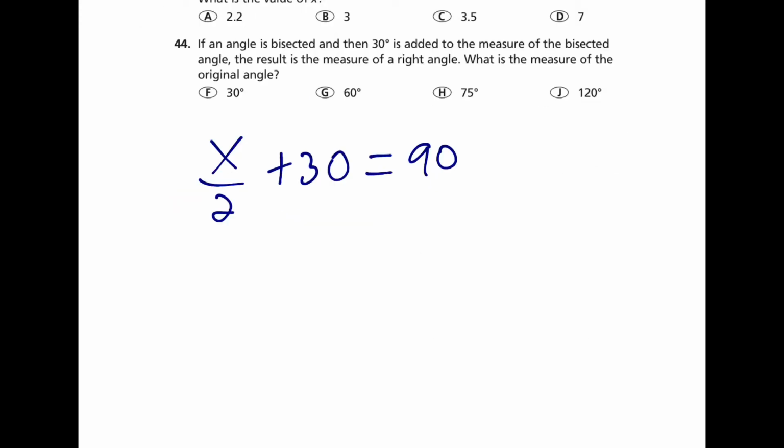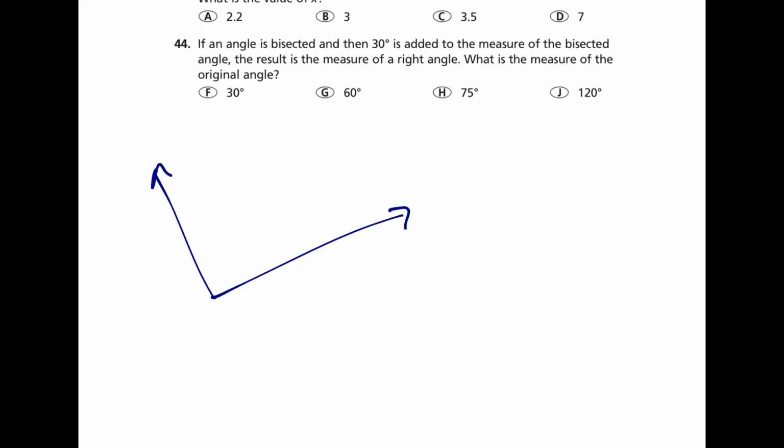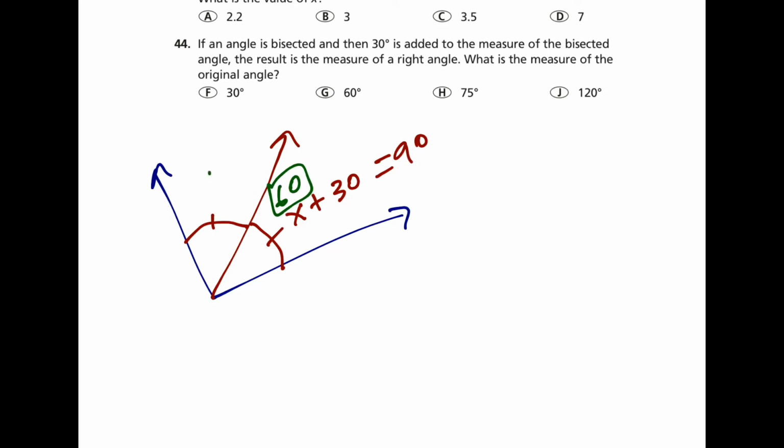For 44, we can solve this algebraically by taking x divided by 2, that's the bisecting part, adding 30 to get 90. If we subtract 30 from both sides and double it, we get our answer, 120. If we wanted to see the same problem graphically, here's an angle that's bisected, and then whatever this measure is, which is equal to the other, we're going to add 30 degrees to it, and it's going to equal 90. So what plus 30 is equal to 90? Well, the answer there is 60 plus 30 is equal to 90. So if this is 60, this has to be 60. Combine those two together, we get 120.